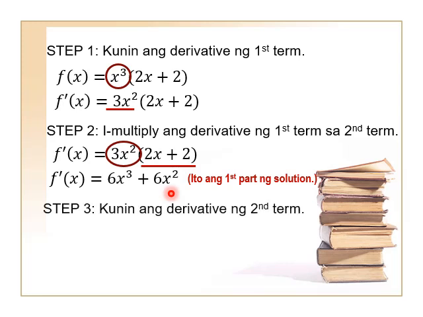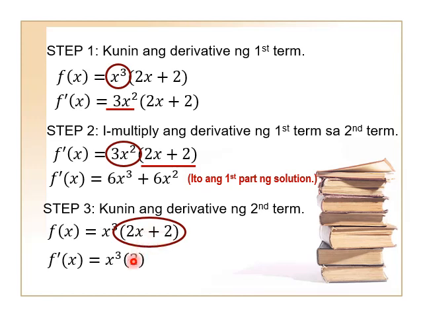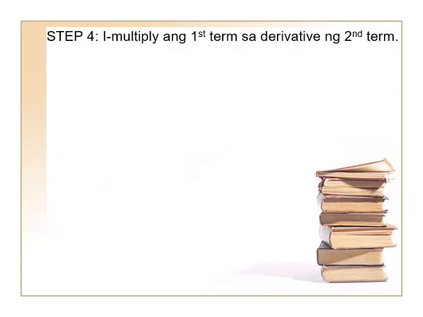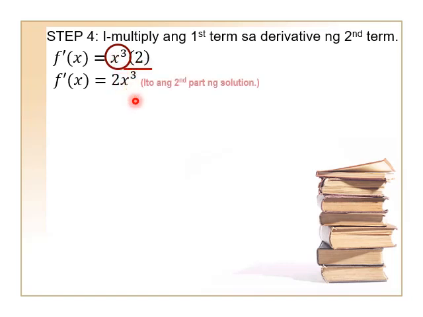Now, step 3. Kukunin natin ang derivative ng second term. So, the second term is 2x plus 2. So, ang derivative nun is 2. Okay, kasi yung 2, derivative nito is 0, and then 2x, so yung shortcut natin, tanggalin lang natin yung x, copy lang natin yung variable. Copy lang natin yung constant. So, pag minultiply na natin yung first term dun sa derivative ng second term, so you have this, 2x cubed. Yan, minultiply natin itong dalawa. Ito yung second part ng ating solution.